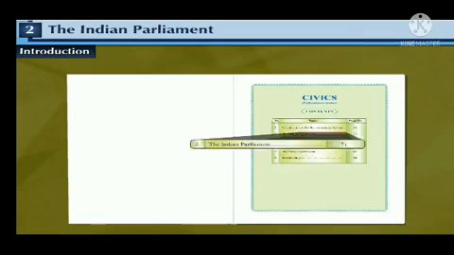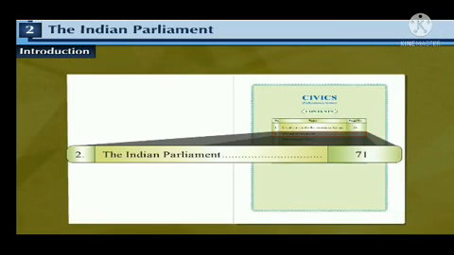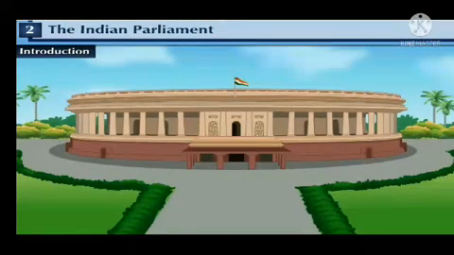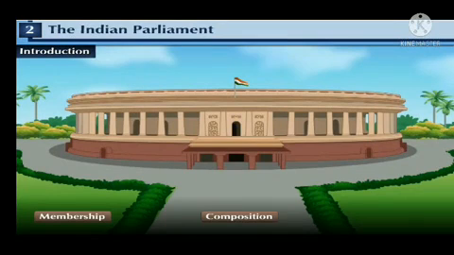In this chapter, we shall discuss the various aspects of the Parliament of India, such as membership, composition, and various functions of it.